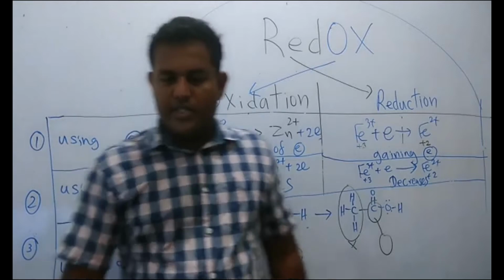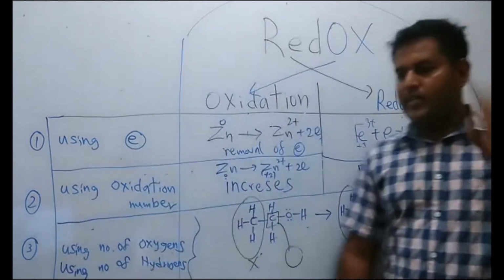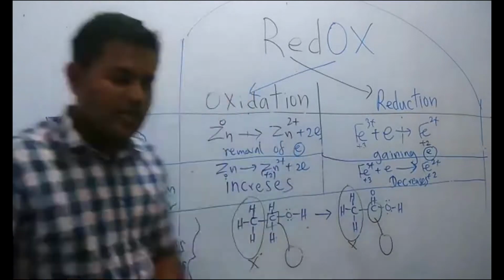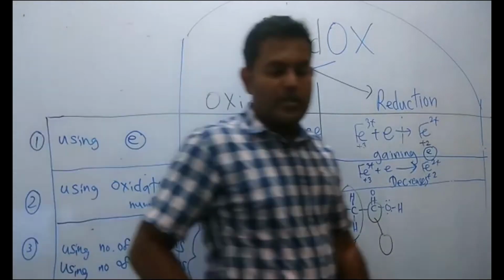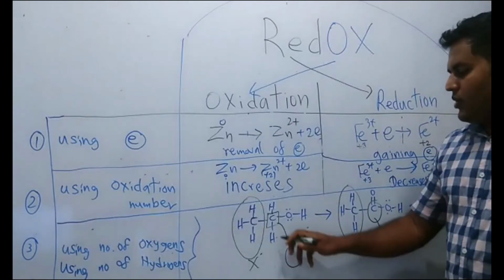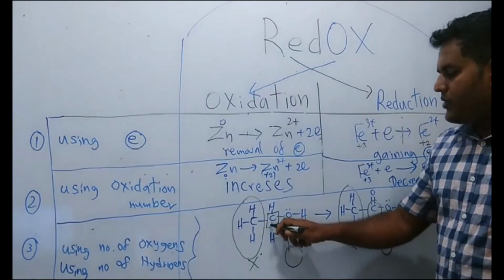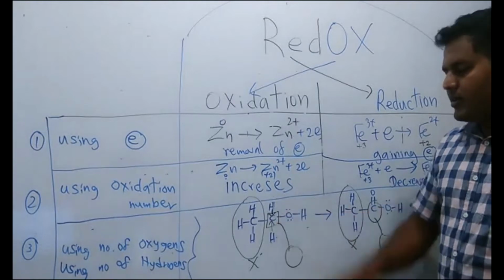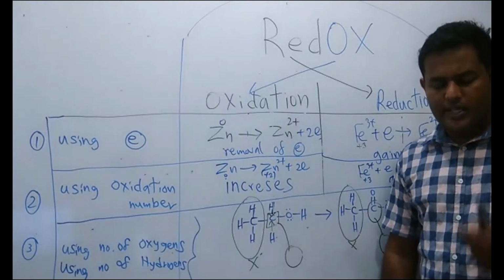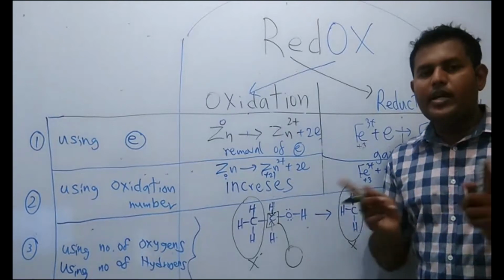Have you finished? If you finished, please tell me. Right, okay. Now this one. Actually, the oxidation number of this, see here. Now this carbon is gaining 2 electrons from hydrogen. Carbon is more electronegative than hydrogen. Carbon is gaining 2 electrons from hydrogen. If I'm gaining 2 electrons, I'll become -2.